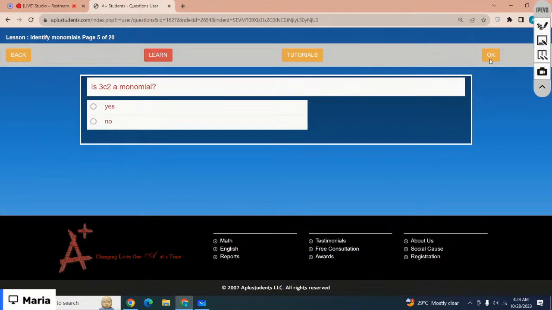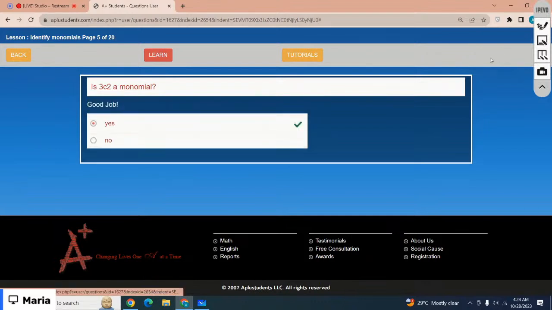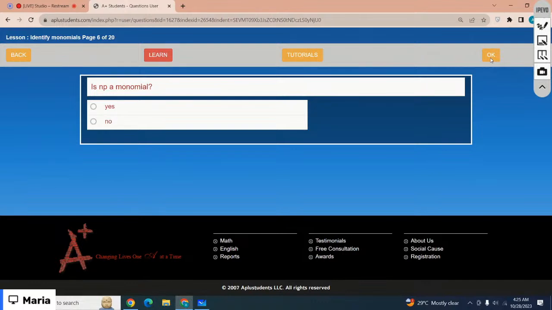Okay, is 3 square a monomial? The correct option is yes, it is a monomial. Is np a monomial? The correct option is yes, it is a monomial, right?